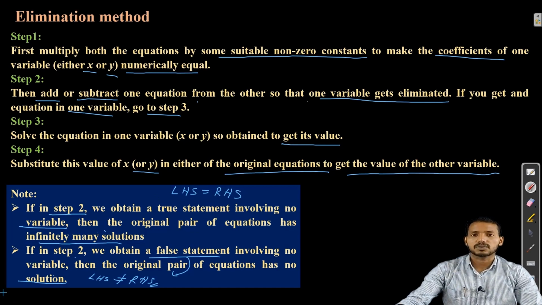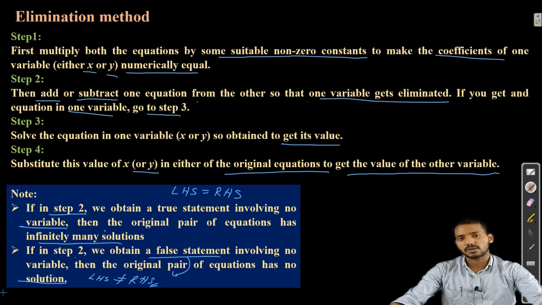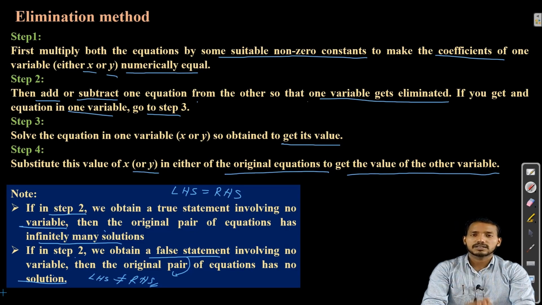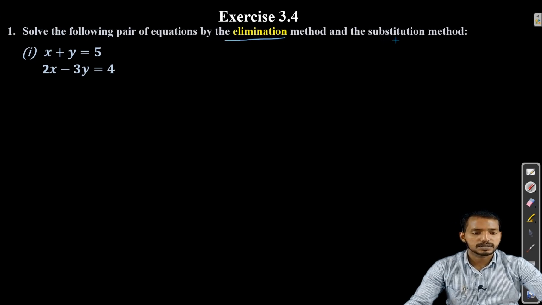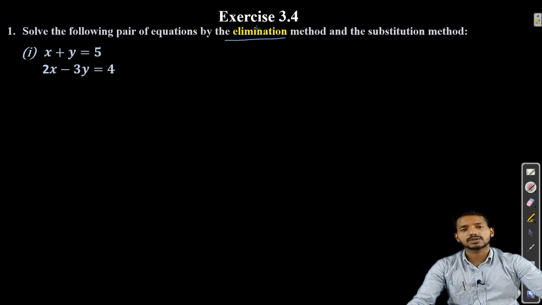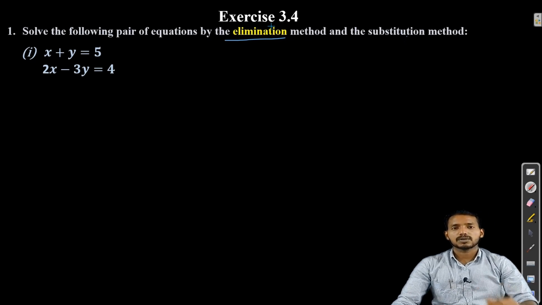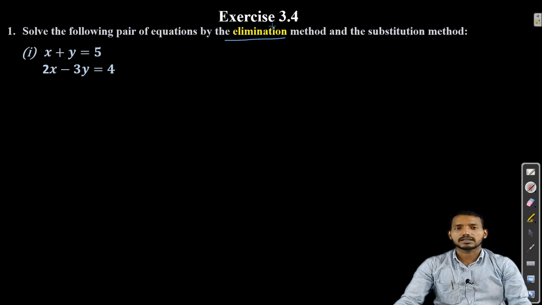So let's discuss some questions from exercise 3.4 to get a clear idea about how to solve the given pair of equations by elimination method. So question number 1, option number 1, solve the following pair of equations by elimination method as well as substitution method. But I am going to discuss only how to do it by elimination method, because substitution method I already discussed in the last video, so try it yourself.